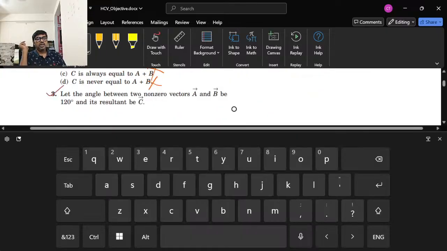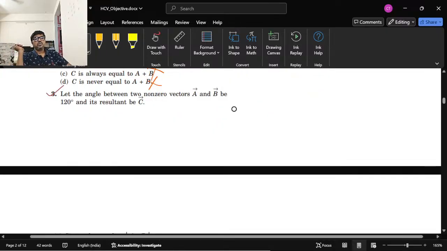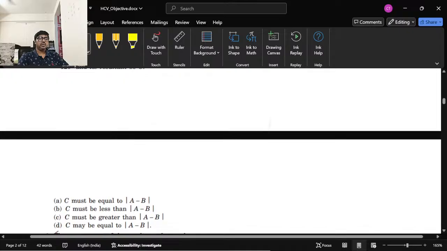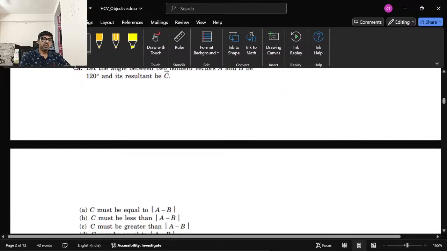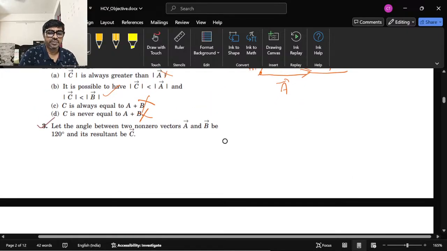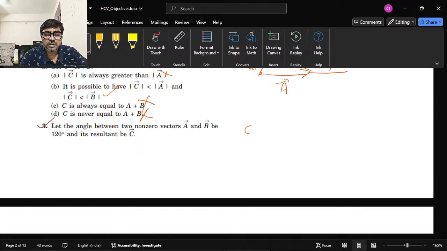Let the angle between two non-zero vectors A bar and B bar be 120 degrees and its resultant be C. Okay, what is it saying? C must be equal to the magnitude of A bar minus B bar? No, let's see what will happen. So we have C equal to square root of A square plus B square plus 2AB cos 120. Okay, that's the first step.